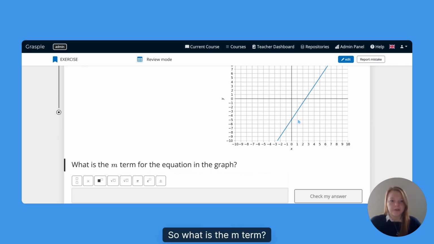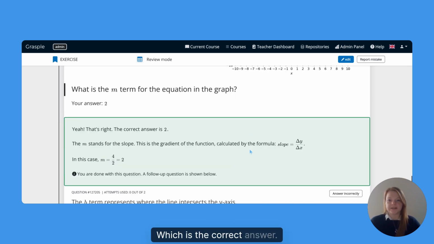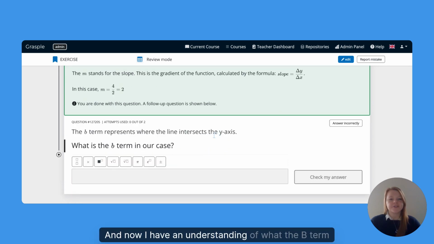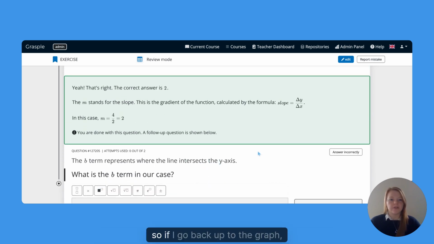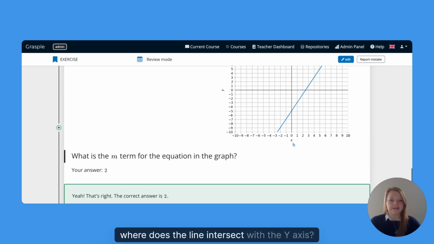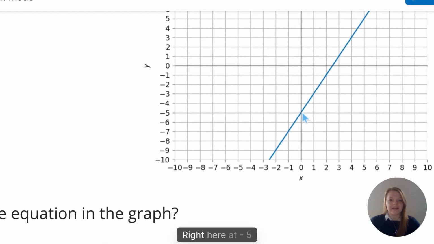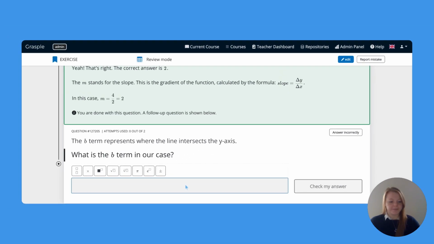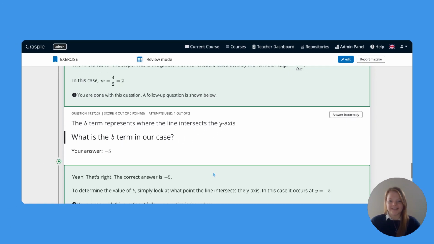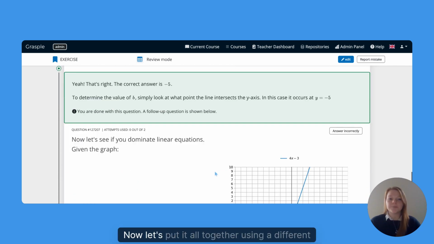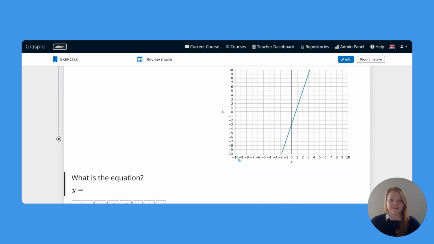So what is the m term? I understand rise over run, so I can say that the slope is 2, right, which is the correct answer. And now I have an understanding of what the b term is. So if I go back up to the graph, where does the line intersect with the y-axis? Right here at minus 5. Great. Now let's put it all together using a different graph.